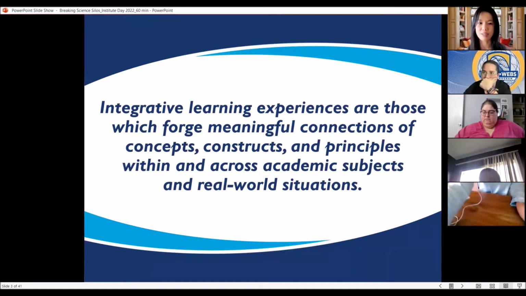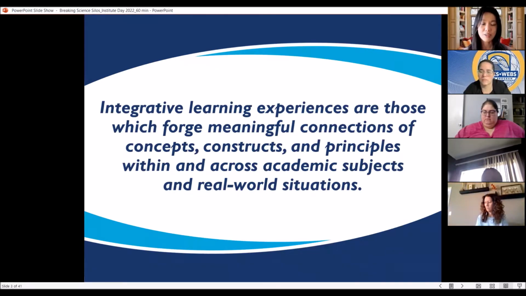So what do we mean by integrative? Well, here's the definition that we use here at IMSA. Integrative learning experiences are those which forge meaningful connections of concepts, constructs, and principles within and across academic subjects and real-world situations.